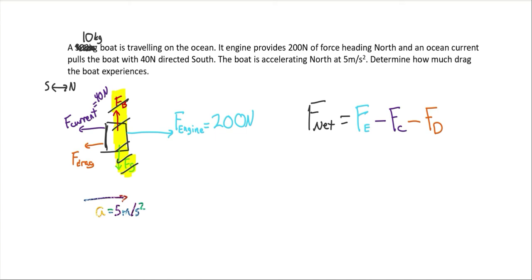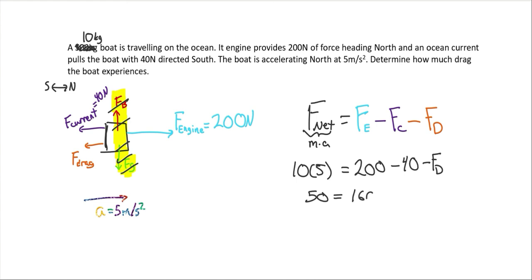Let's plug in our numbers and the things that we know. Well, I know net force can always be turned into mass times acceleration. So the mass is 10, the acceleration is 5. My engine force I know is 200. My current force I know is 40. And my drag force is unknown. I don't know what it is. Time to do just a little bit of calculator work. 10 times 5 is 50. 50 equals 200 minus 40 is 160 minus force drag.